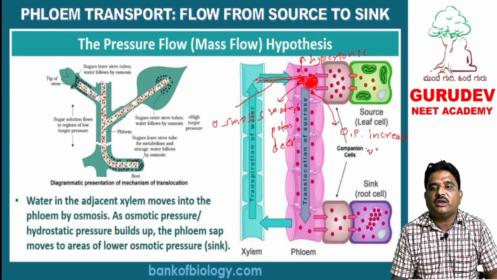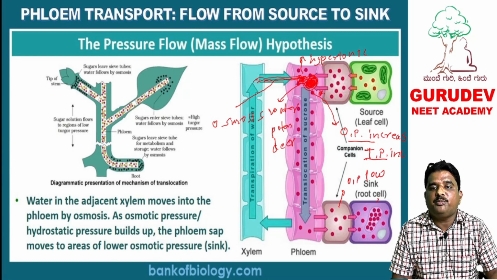Water potential after entry of water, TP increases. TP means what? Turgor pressure, and OP. Both are high at this point. TP and OP are high at this particular phloem point. And now at the sink end, at this end, OP is low. TP is also low.